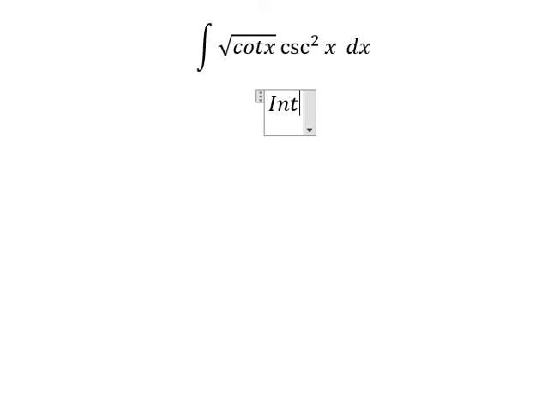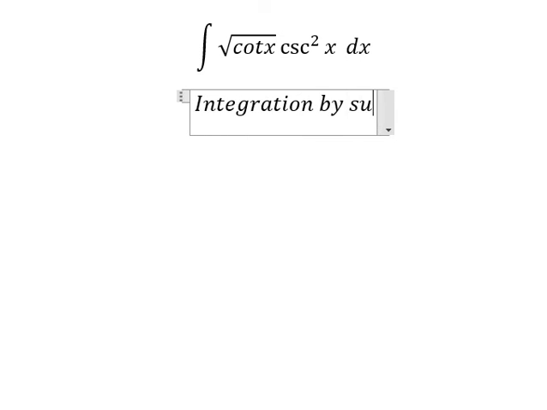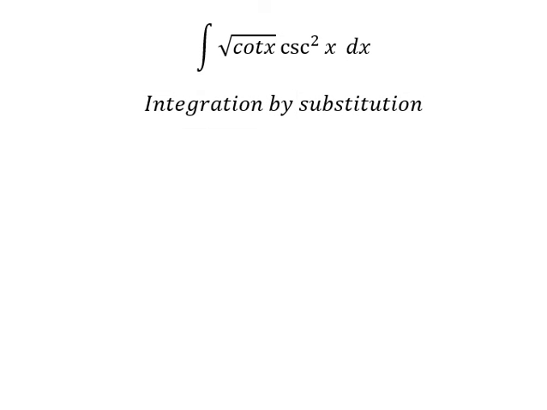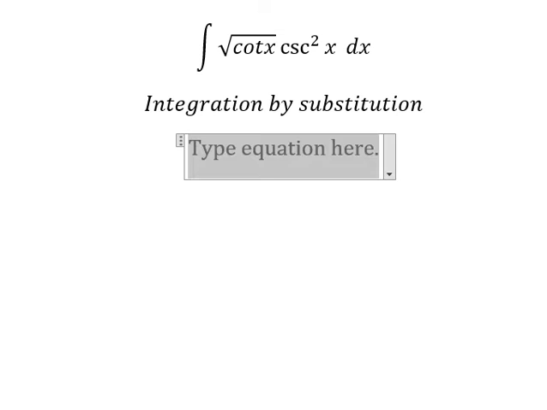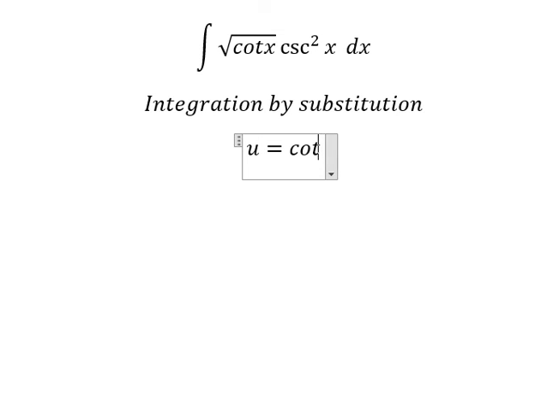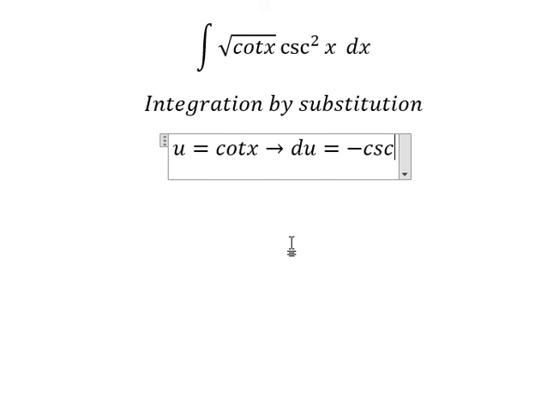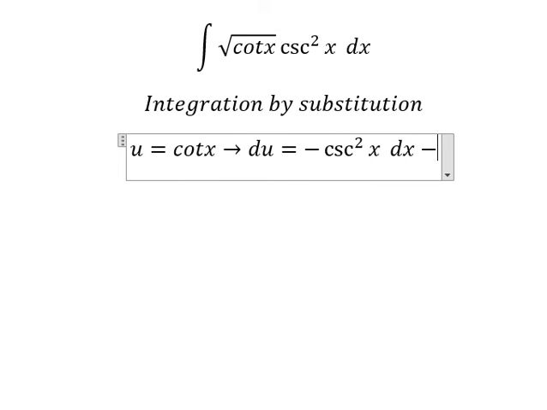We can use integration by substitution. So I will put u equal to cot x. Later we first take the derivative of both sides, and we have negative cosecant squared x dx. Because we don't have the negative sign in here, I will move this one to the left.